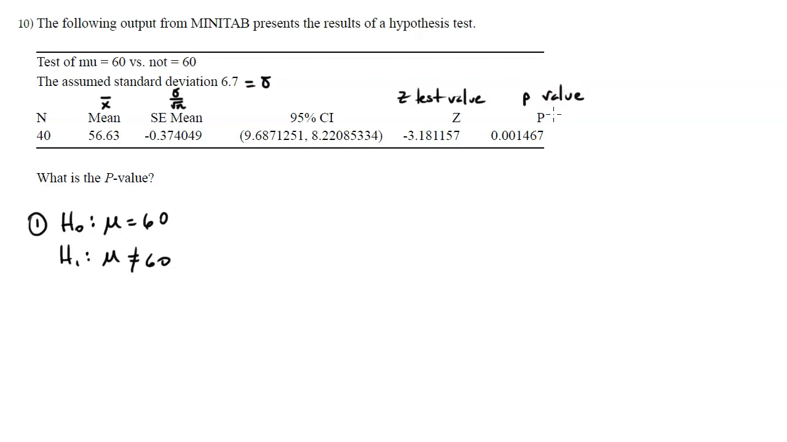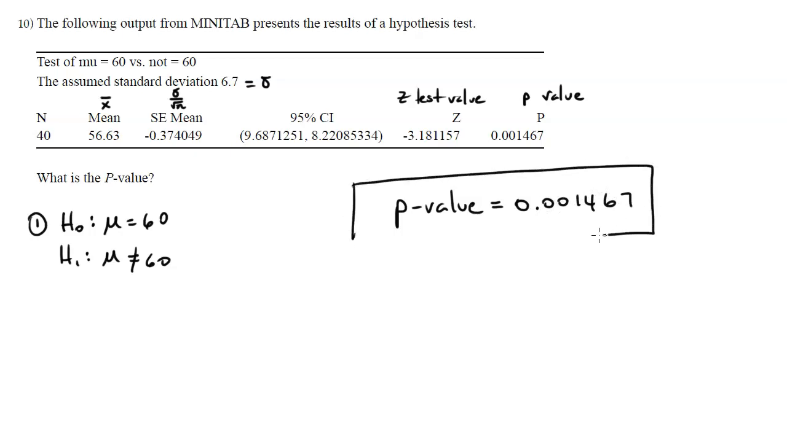So we can make our decision using either the traditional method with the z-test value, where we find the critical value, or we can use this p-value with alpha. The answer to the question is, what's the p-value? Well, the p-value is right there: 0.001467. If that p-value is less than our alpha level, whichever alpha level we're considering, reject the null hypothesis. If the p-value is greater than alpha, do not reject the null hypothesis.